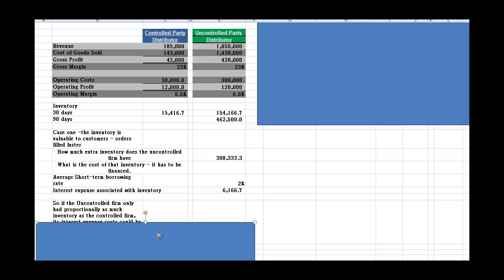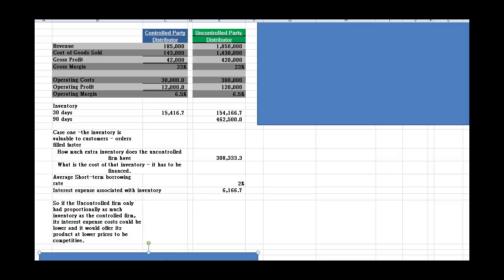Let's just pull this box down and show that that amounts to the 6,166.7 is the interest expense associated with holding the extra inventory that has value to the customers. Therefore, their prices have to reflect that and be that much higher. If the uncontrolled party were to shift to, say, holding only 30 days of inventory, it'd probably have to lower its prices by this amount of money in order to be as competitive with the marketplace as the other parties.